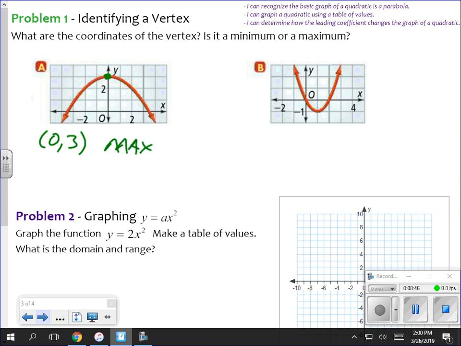So on the next one, what's your vertex on the next one? And you should have the graph in front of you on your paper too. Easier to read than this one, I hope. So what's the coordinate for the vertex on this one? Yeah, 1, -1. And is this a maximum value or a minimum value? It's a minimum because this is the bottom. The bottom is a minimum.